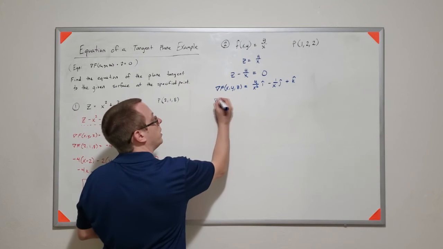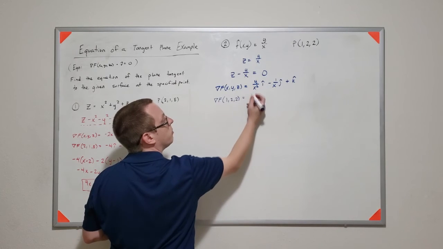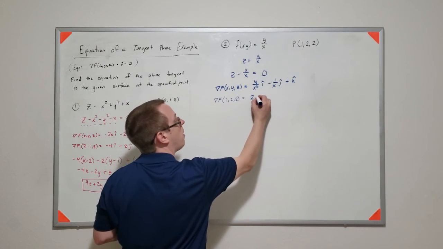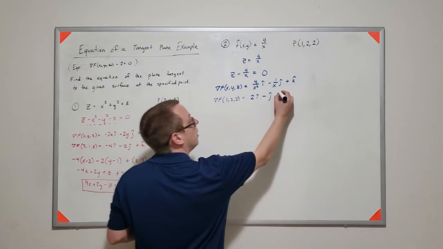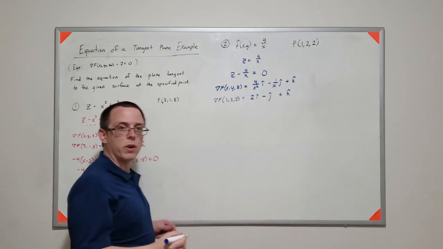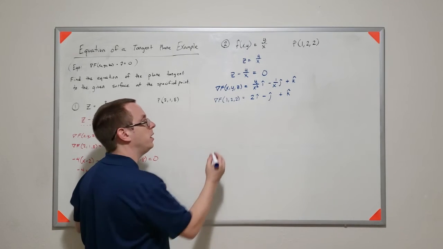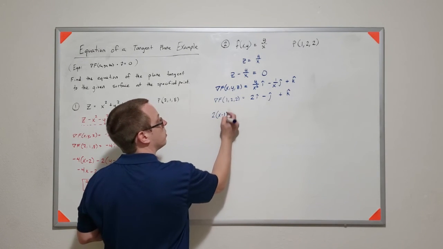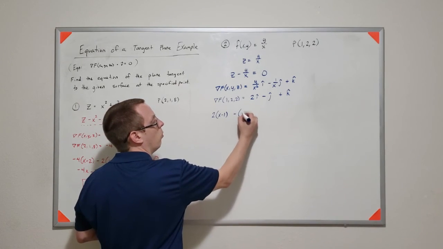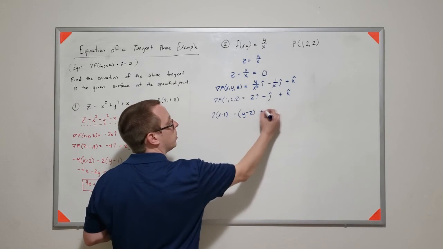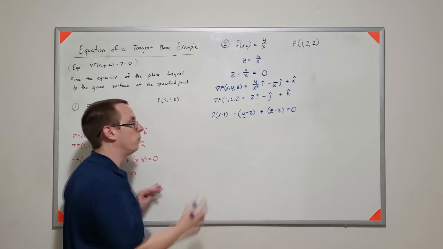If we take the gradient at (1, 2, 2), 2 divided by 1 squared is still 2. Negative 1 divided by 1 is just 1. And the k direction was already constant anyway. So the equation of our plane is 2 times (x minus 1), minus 1 times (y minus 2), plus (z minus 2) equals 0.